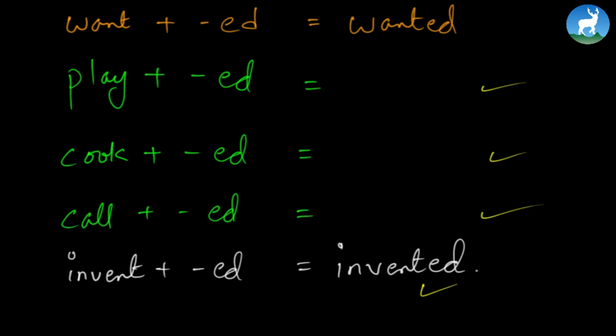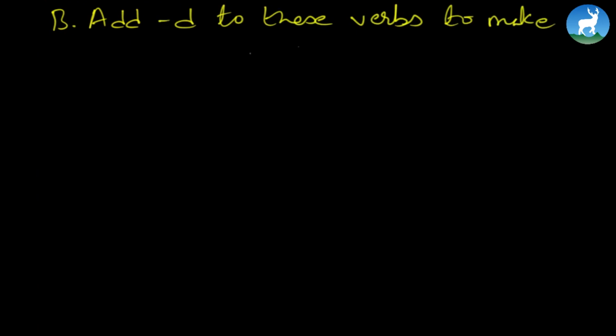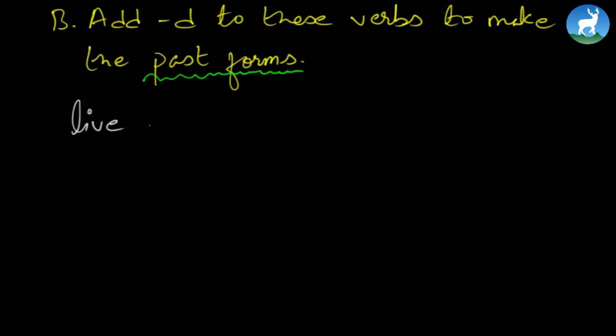Let's move on to the next exercise, number B. It says add d to these verbs to make the past forms. Now we are adding just d here. Again, we are taking it to past form, something, an event that has happened in the past. So here you go. L-I-V-E, live, plus d is equal to lived.